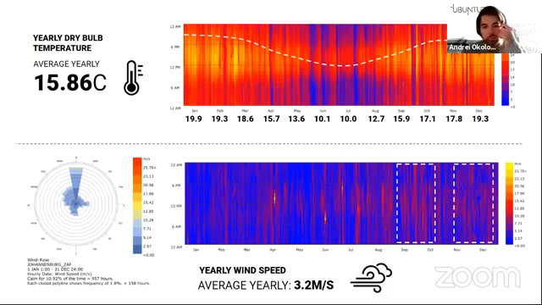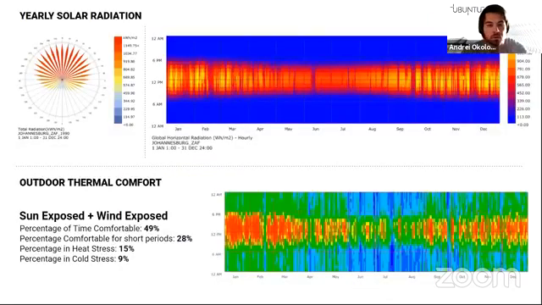On the next slide, you will see that the more important environmental factor in our design is solar radiation. And as you can see, if you're exposed to the sun and wind, it's not the most comfortable time.